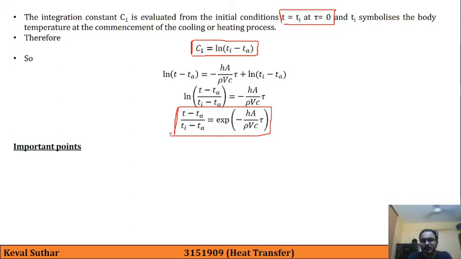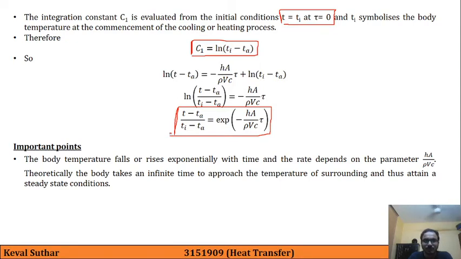Now we are going to discuss a few important points on this. First, as in this expression we have an exponential function, the body temperature falls or rises exponentially with time, and this rate depends on the parameter hA upon rho Vc. In this entire chapter this term will be very important, which is hA upon rho Vc.